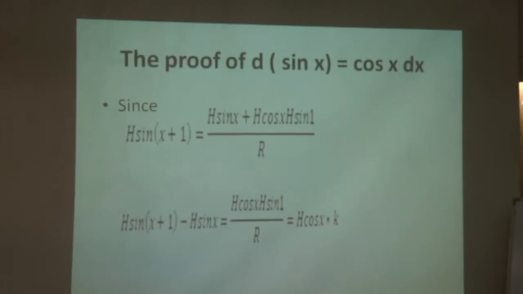We'll also have a quick look at the formula for the derivative of sin x, which we know as cos x, and how Bhaskaracharya interpreted this formula in Siddhanta Shiromani. This formula is derived by Bhaskaracharya like this: H sin (x+1) = H sin x + H cos x into H sin 1 upon r, and using this formula the differential H sin (x+1) minus H sin x is taken to be H cos x into H sin 1 upon r, which is equal to H cos x into the constant multiple k, where H, as you know, represents the Hindu sine here.